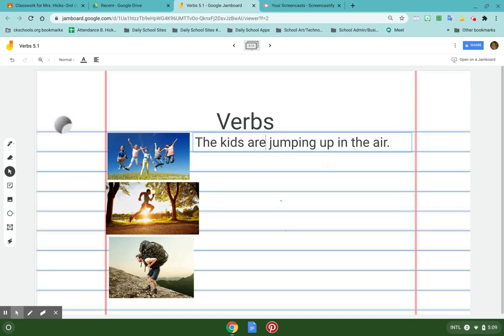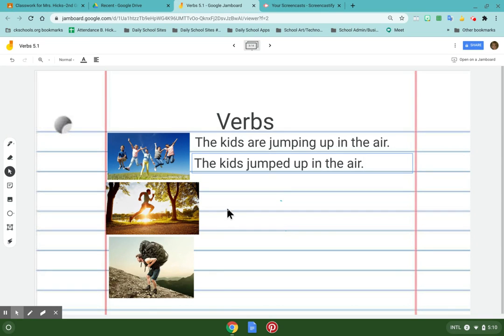I like that sentence. Now I could make it past tense. I could say the kids jumped up in the air. All right. So here we have it happening right now. The kids are jumping up in the air. And here we have it in the past tense.